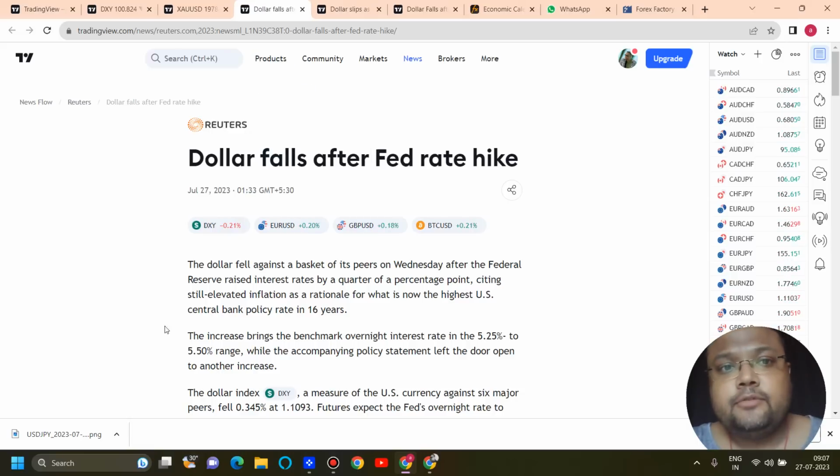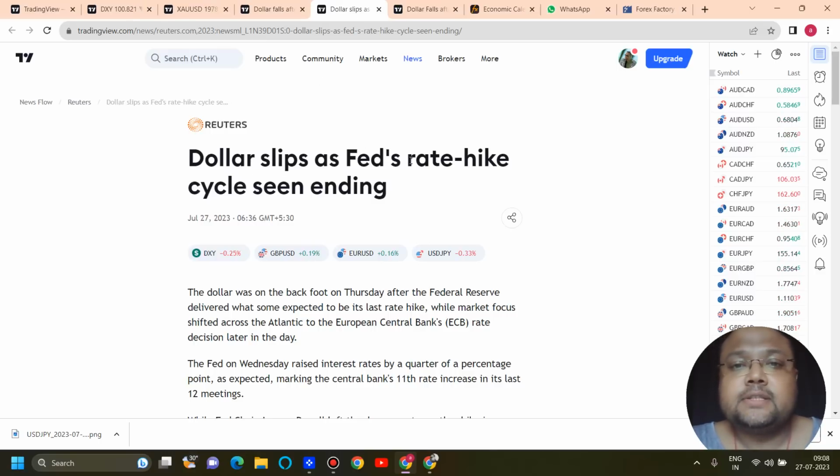And you can see the dollar falls after the Fed rate hike. The dollar fell against a basket of its peers on Wednesday after the Federal Reserve raised interest rates by a quarter, 25 basis points, citing still elevated inflation as a rationale for what is now the highest US central bank policy rate in 16 years. Dollar slips as Fed rate hike cycle seen ending. The dollar was on the back foot on Thursday after the Federal Reserve delivered what some expected to be its last rate hike. So many are saying that this is one of the reasons why the dollar index fell.